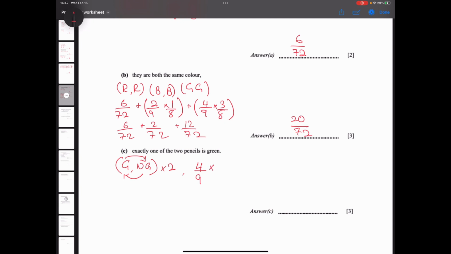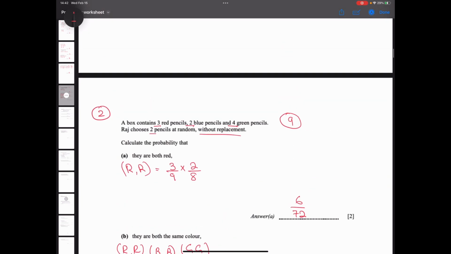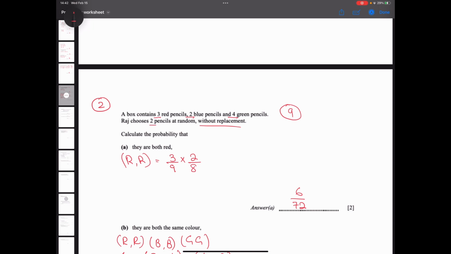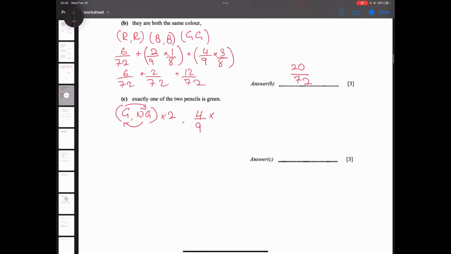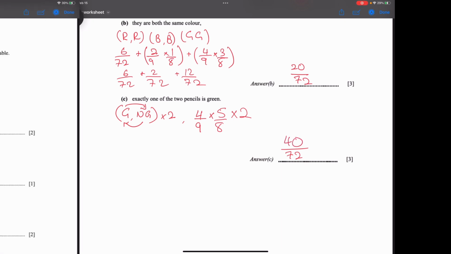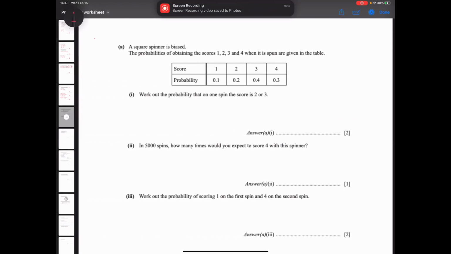Okay, times not green. How many are not green here? Which is blue and red, 5. But it's going to be a 5 out of 8 multiplied by 2. That's 72. 4 times 5 is 20. 20 times 2 is a 40. We're going to move on to question number 3.